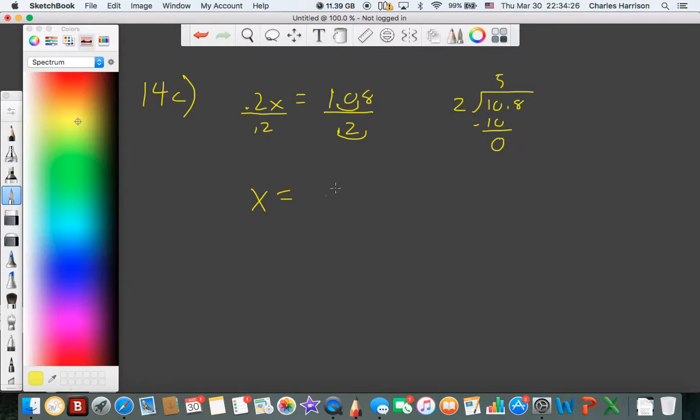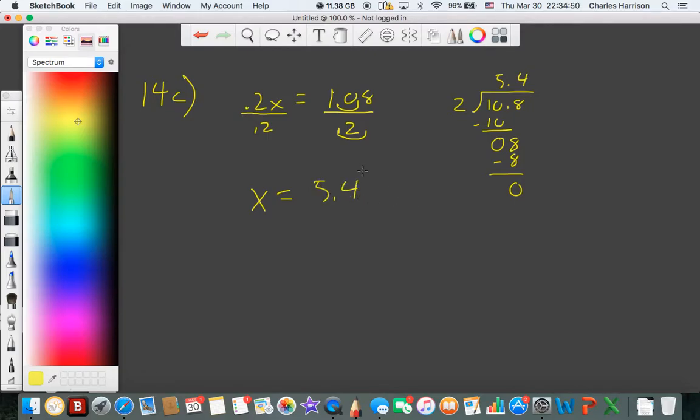And then we bring down this 8 here, and we bring this decimal point up. And then we ask ourselves, how many times does 2 go into 8? Well, it goes into it 4 times. And that gives us another 0. So the final answer is 5.4.